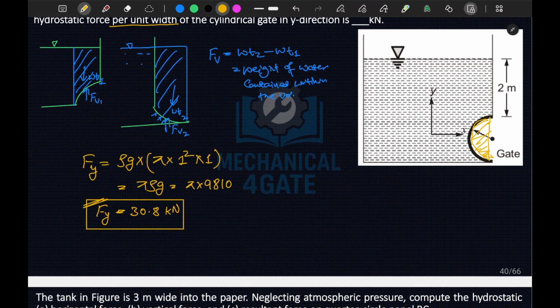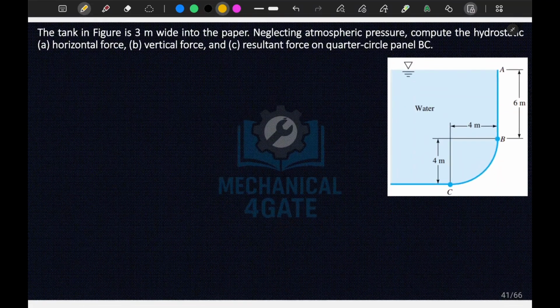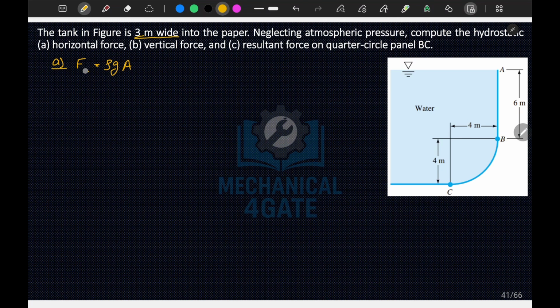Now we will be moving to our next question. In this question, the tank in the figure is 3 meter wide into the paper. Neglecting atmospheric pressure, compute the hydrostatic force, horizontal force, vertical force, and resultant force on the quarter circle panel BC. So we can write your horizontal force Fh equal to rho g, horizontal area AH, into h bar.